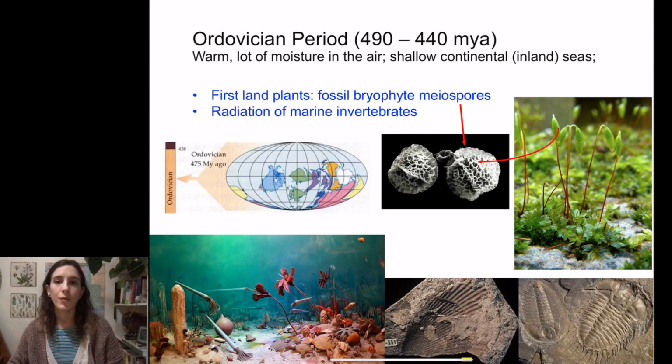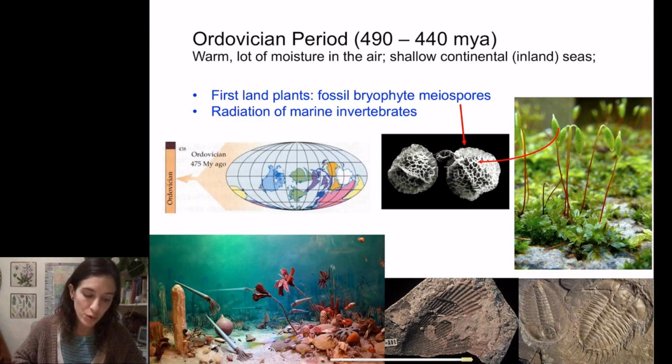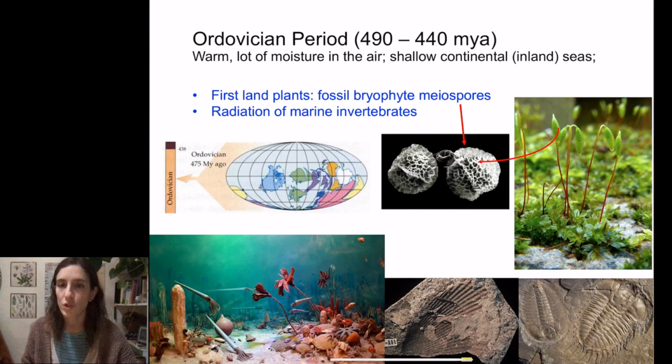So the first land plants evolved out of the water and onto land sometime around 490 to 440 million years ago, or MYA. This was during the Ordovician period, and during this period there was a lot of moisture in the air. It was very warm, with lots of shallow continental seas. And so plants had this opportunity to go onto land.